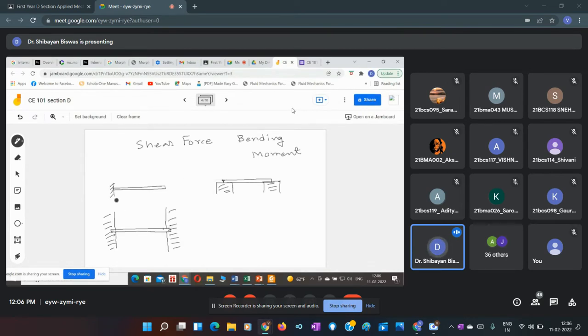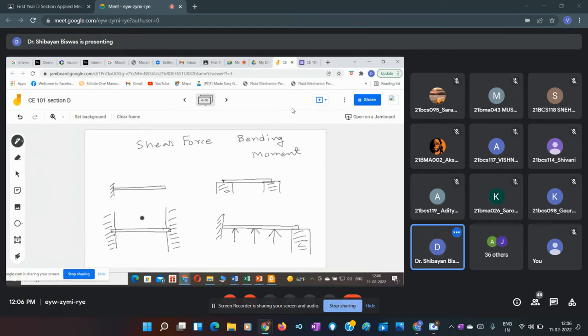In this case, it is fixed at one support. For this case, it is fixed at two supports. Or sometimes it may happen that this is a support and here some internal supports are also here, the reaction forces coming from the supports.